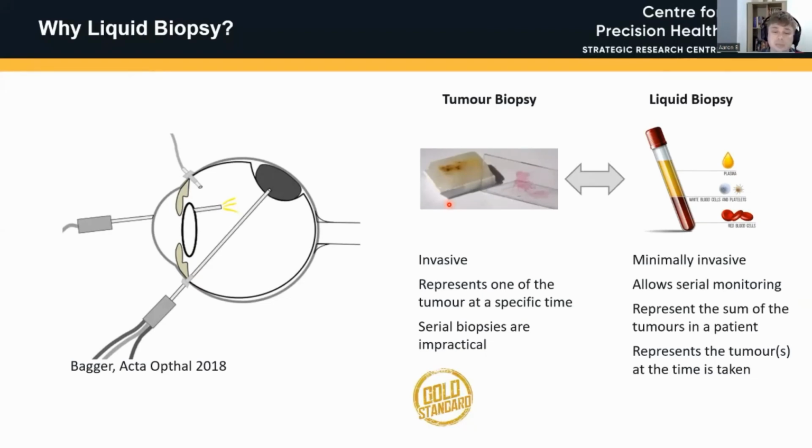And liquid biopsies generally represent the sum of tumors present in a patient at one time. So for example, if you have metastatic disease and there's a few lesions throughout your body, all of those analytes spill into the blood. And then when you take a blood sample, you have a representative proportion of those different tumors in that one sample. So it's very good for understanding heterogeneity of disease.